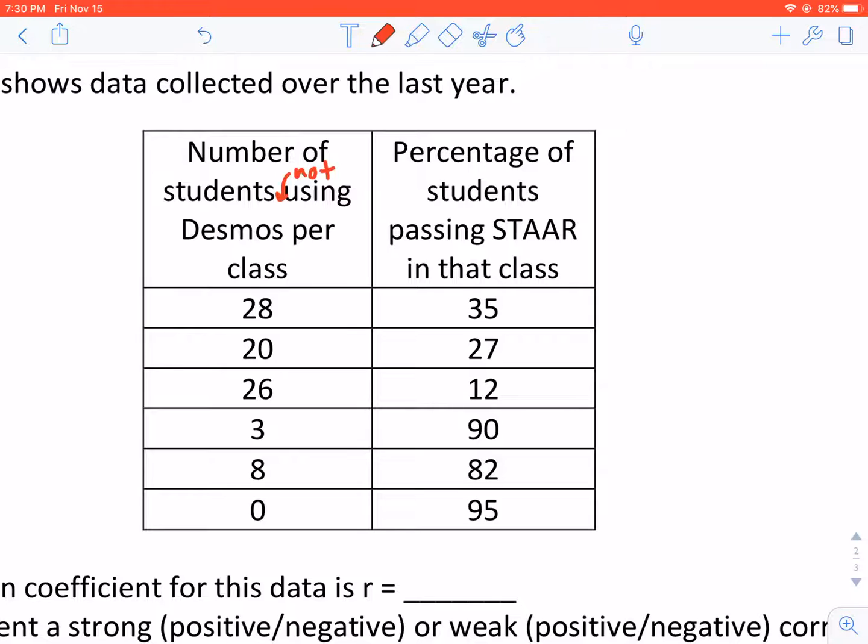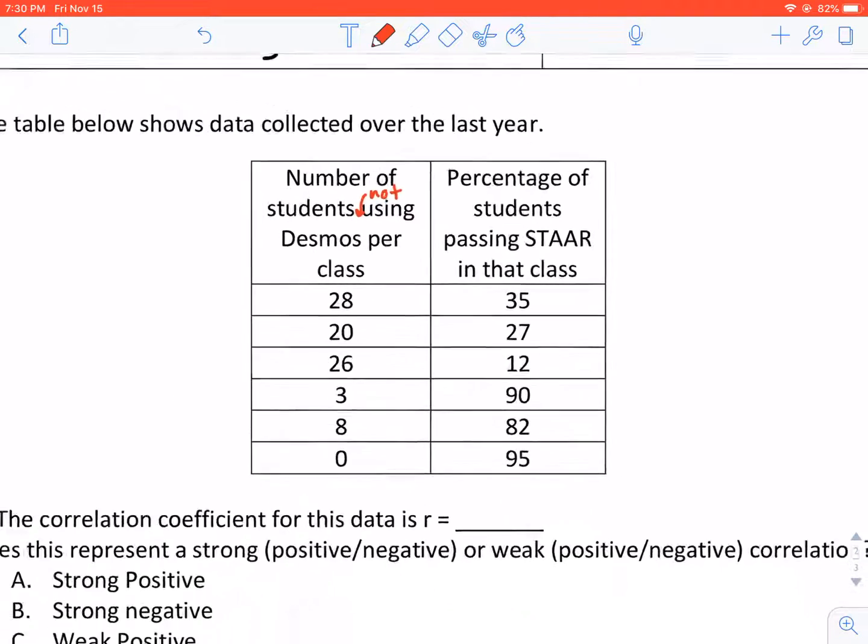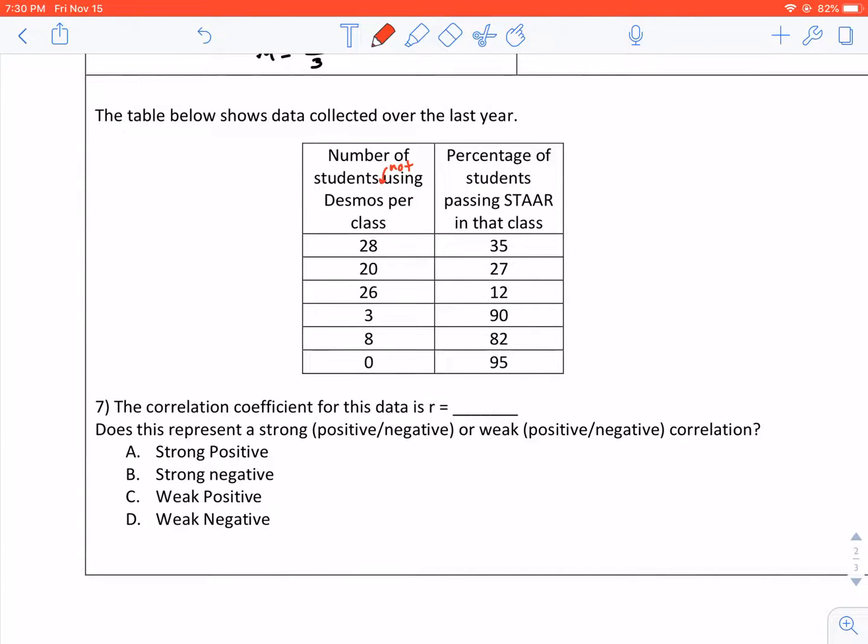And then we start going to the classes that have only 3 kids not using Desmos, which gets a 90% pass rating. That's really awesome. And then 8 kids not using, 82. 0 kids, not a single child in that classroom was not using Desmos, and 95% of them passed the STAR. So that's tremendous.